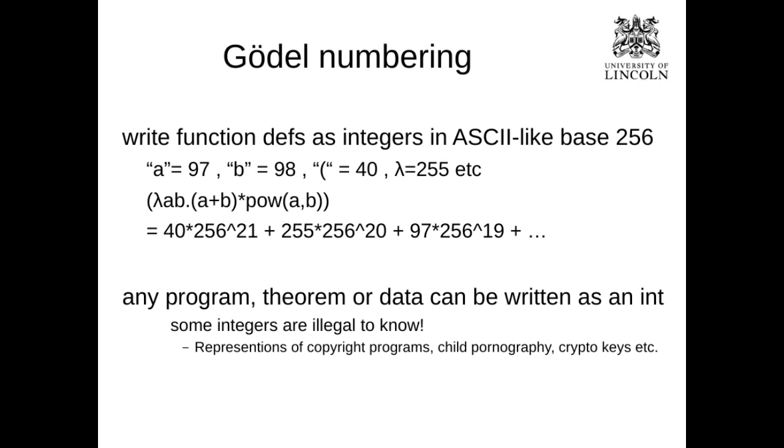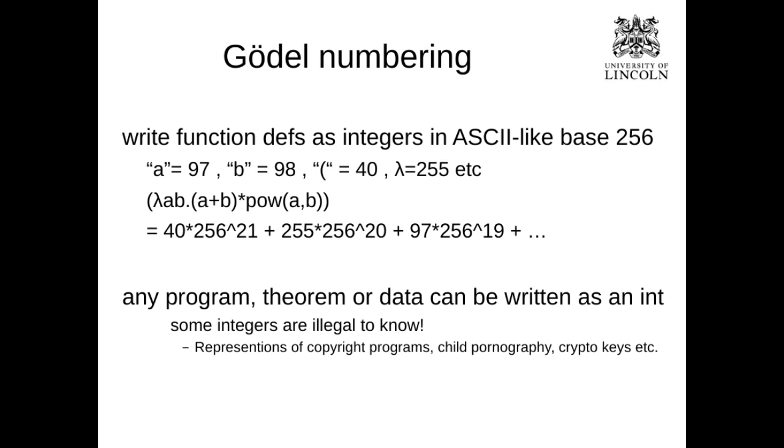Consider a whole string of ASCII characters, each character in that string as being a multiple of a power of 256. So for example, take the string representation of this function definition, lambda a b, which returns a plus b multiplied by a to the power of b. This is a string. It may represent computation, a function, but we can also consider it purely as an ASCII string, assuming we have a symbol for lambda. Let's assume lambda is represented by ASCII 255. We can write this string out.